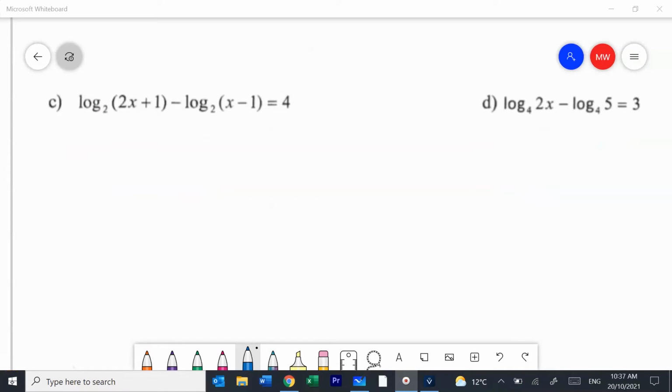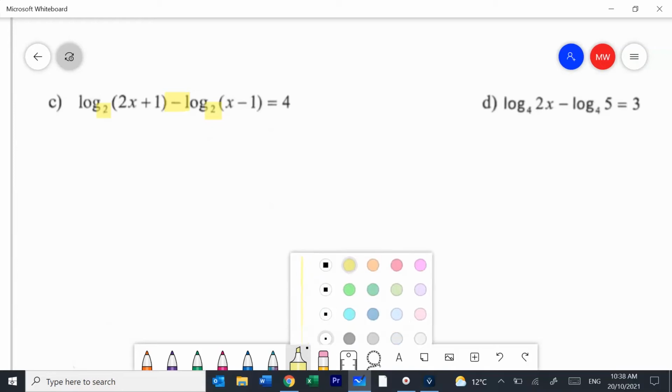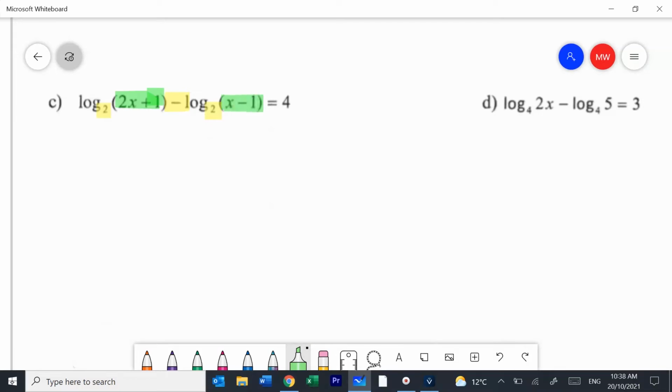When we get to question C, we need to start using our log laws. So you'll need to go to your formula sheet, and what we can see in this one is it's got a subtraction in it, and also the base numbers are the same. So we can use the second law to make this one work. The second law tells us that we need to take this number and divide it by this.